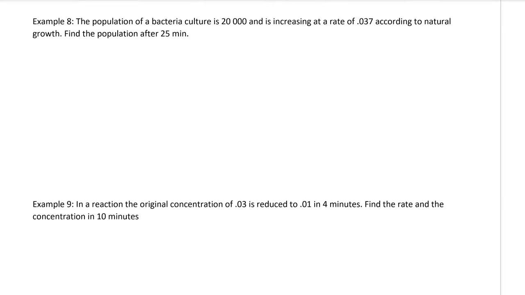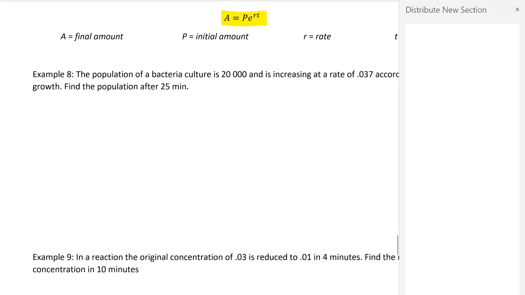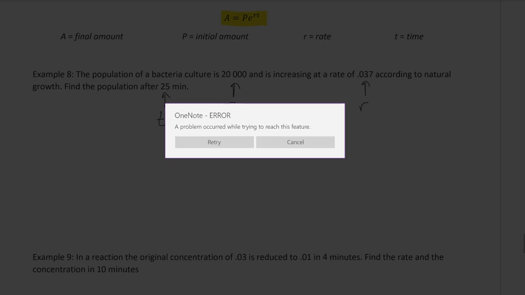So example 8, the population of a bacteria culture is 20,000. Okay, so this is our starting value. You know what, I'll scroll up so I have that equation showing. Sorry. There we go. Okay, so this P is our initial amount, our principal amount. It is increasing at a rate of 0.37. And we are going to use 25 minutes as our time.